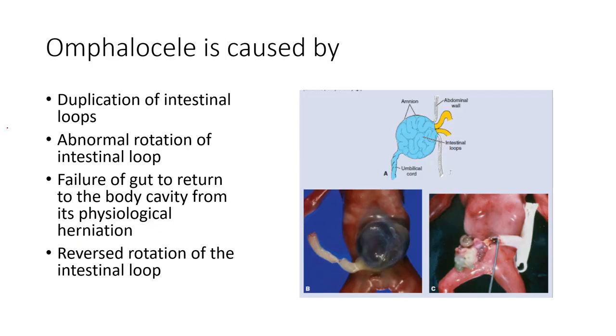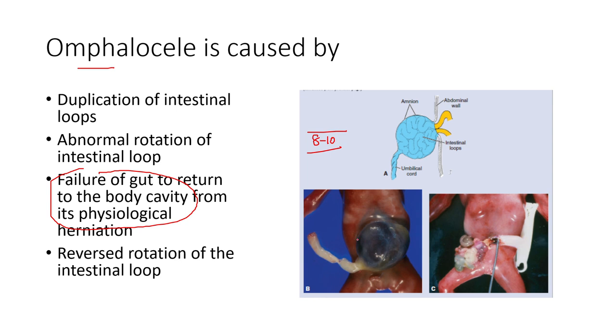Omphalocele is because of the failure of the physiological herniation of the gut to return to the abdominal cavity. Usually physiological herniation of the gut happens between 8 to 10 weeks. When there is failure of the return of the intestines back into the abdomen, we have a condition called omphalocele.